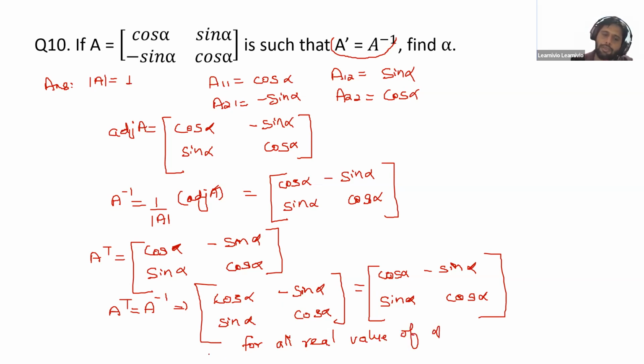We will write A transpose is equal to A inverse for all real values of alpha. That means in place of alpha, you can put any value. The left side and the right side will always remain equal. Clear, Abdul?